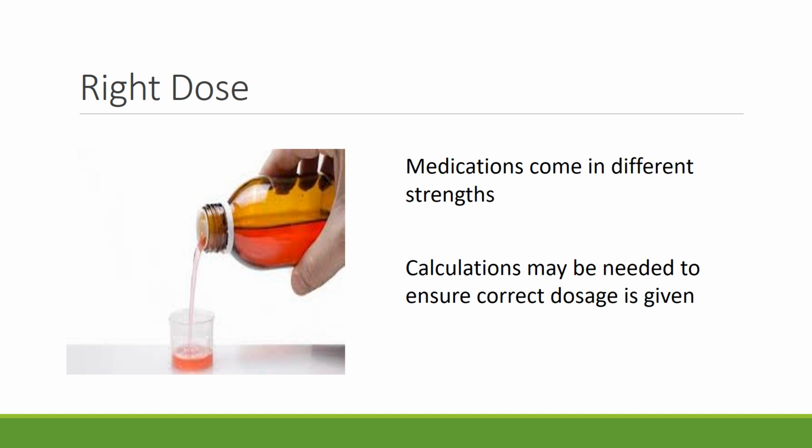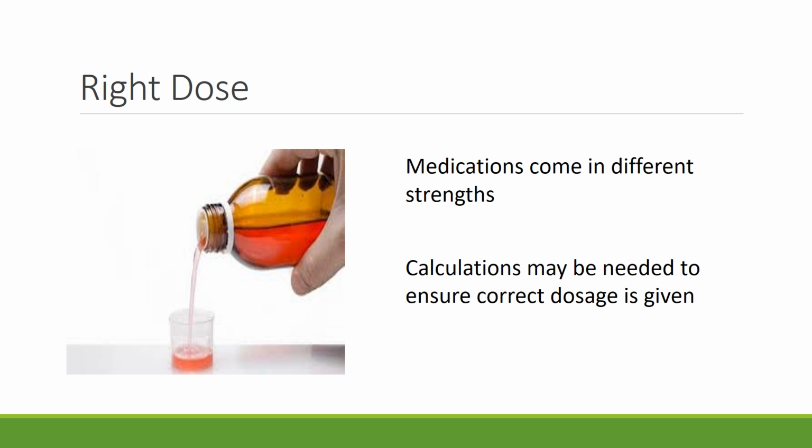Right dose. Medicines always come in different strengths. In the next chapter, we're going to talk a little bit more about how to do calculations to ensure that the correct dosage is given. Please be alert that milligrams and milliliters are not the same thing. So always pay attention to the way that the drug order is written, and the way the drug is labeled as far as strengths go.